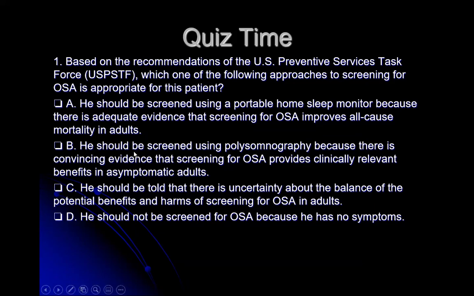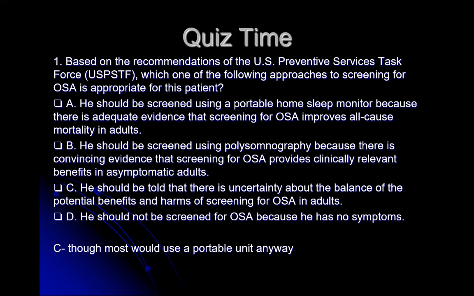He should be screened. He should be told there's uncertainty about screening. He should not be screened. Remember we talked about this: some agencies say definitely, others say probably not. So right now the answer would be C. Though most would probably use a portable unit anyway, he should be told there's uncertainty about screening.